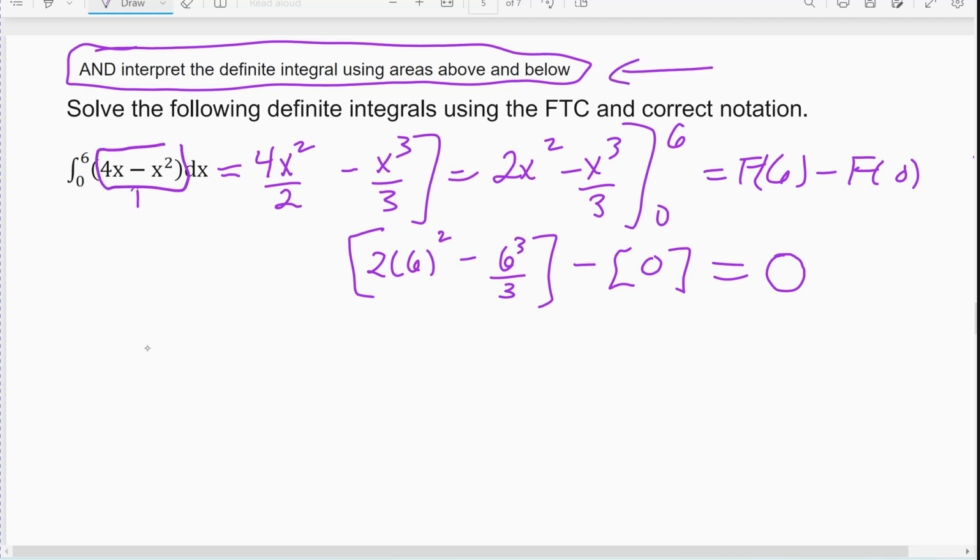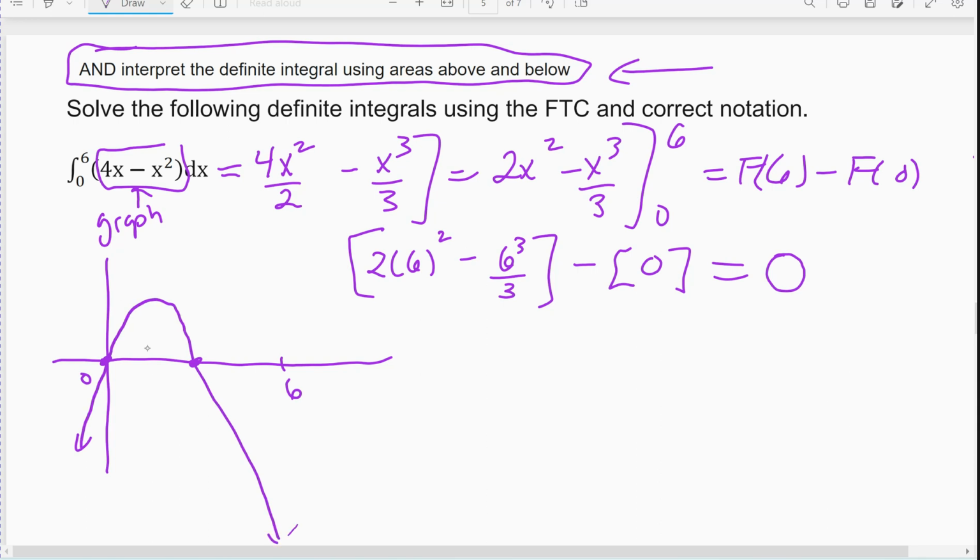If I graph the original function in here, the 4x minus x squared, I graph it on my calculator, and I'm just going to do a quick sketch of it. So if I graph it on the calculator from 0 to 6, it's a parabola that's opening up, comes down, and comes down like that. Actually, my 6 is too far away. Yeah, that's a little better picture. All right, so there's the 6 where my area stopped. There's the 0 where my area stopped.